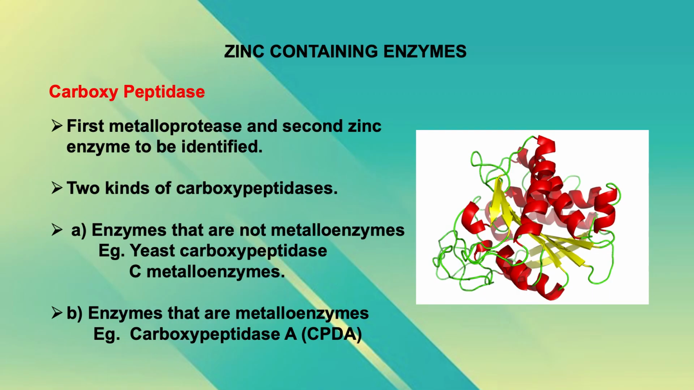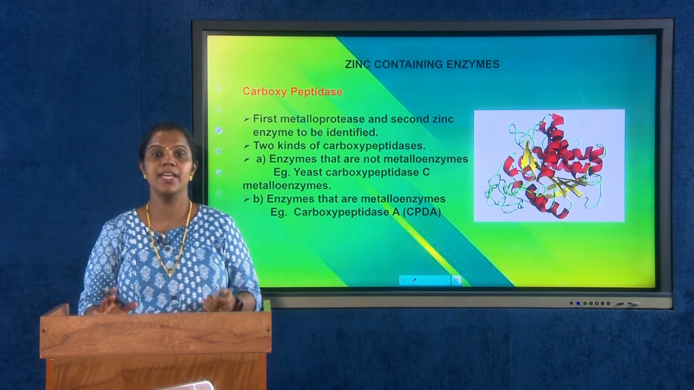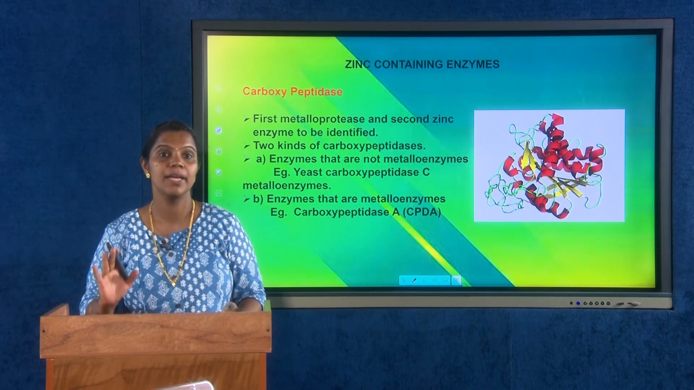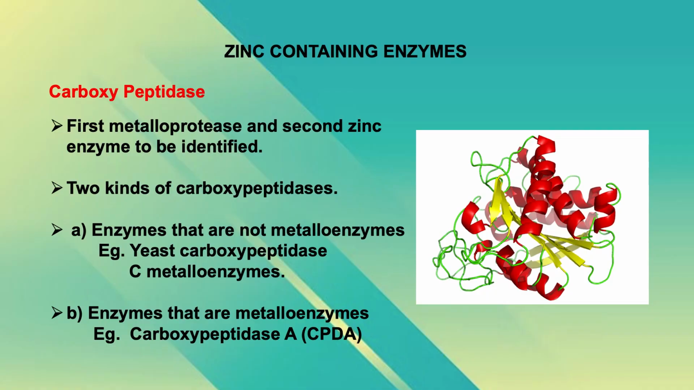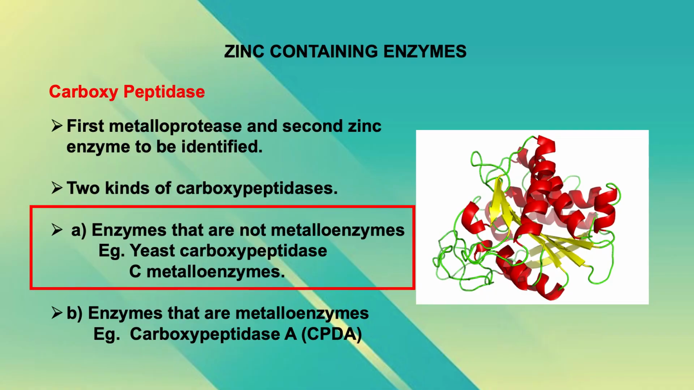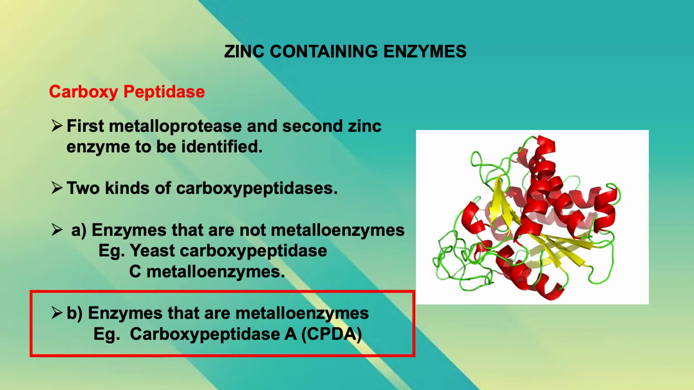Now, we are moving on to the zinc containing enzymes, which are very important in bioinorganic chemistry. First, we will discuss the carboxypeptidase enzyme. It is the first metalloprotease and the second zinc enzyme to be identified. There are actually two kinds of carboxypeptidases. One kind is enzymes that are not metalloenzymes, for example, yeast carboxypeptidase C, and the other is enzymes that are metalloenzymes. The example is carboxypeptidase A, which we are going to discuss in the coming lectures.